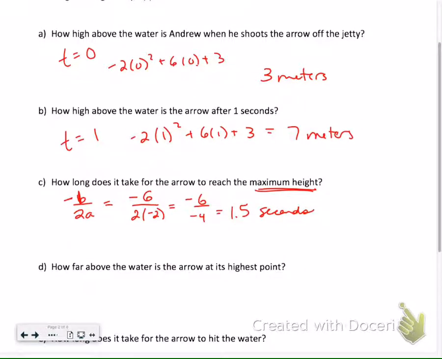Now, how far above the water is the arrow at its highest point? The highest point happens at 1.5 seconds, so I'm going to plug that back in to find out what that highest point is. So t equals 1.5: negative 2 times 1.5 squared, plus 6 times 1.5, plus 3, and that gives me 7.5 meters.